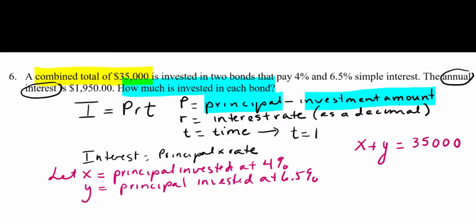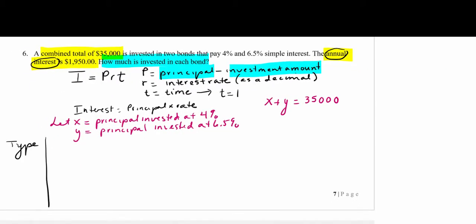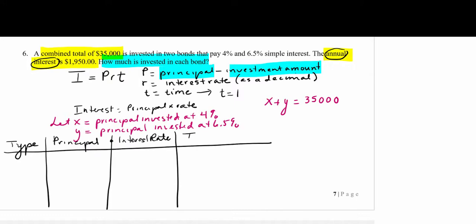The original investment amounts. Now to calculate our second equation, that one needs to involve the interest because the other piece of information that we have not used yet is that the annual interest is $1,950. That's how much money was earned, right? So a table might help with this as well. So the table would look like this. There would be a type, there would be a principal, there would be an interest rate as a decimal, and when we multiply these two, we get total interest earned, right? This is the interest that's earned.